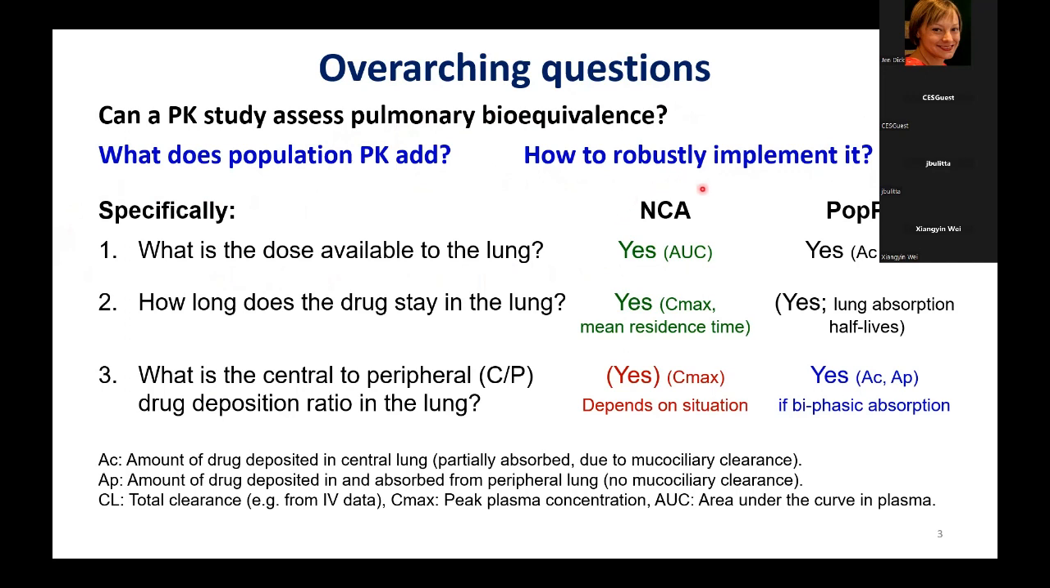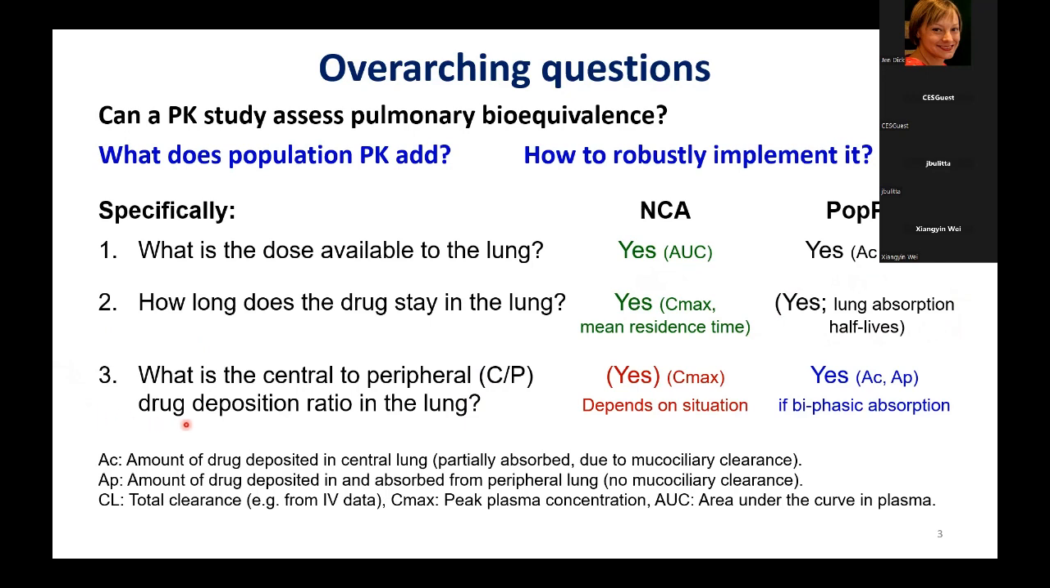This is available both through non-compartmental analysis AUCs or partial AUCs, or by population PK modeling by the amounts of drug deposited in central and in peripheral lung, AC and AP. So here we are well covered. The second question is, how long does the drug stay in the lung? This is accessible either by peak concentration or by mean residence time from NCA, as well as by the pulmonary absorption half-life from pop PK.